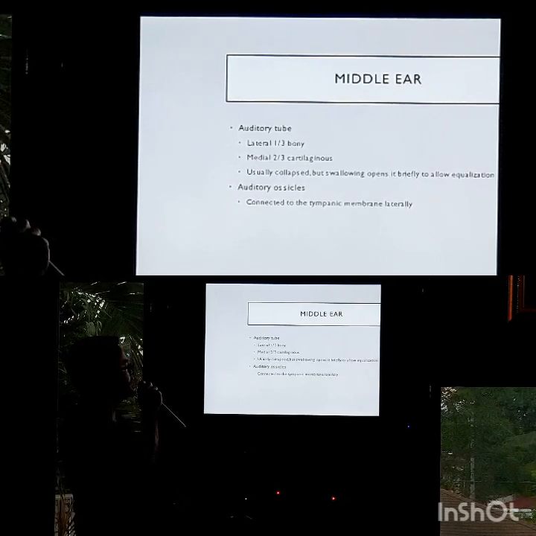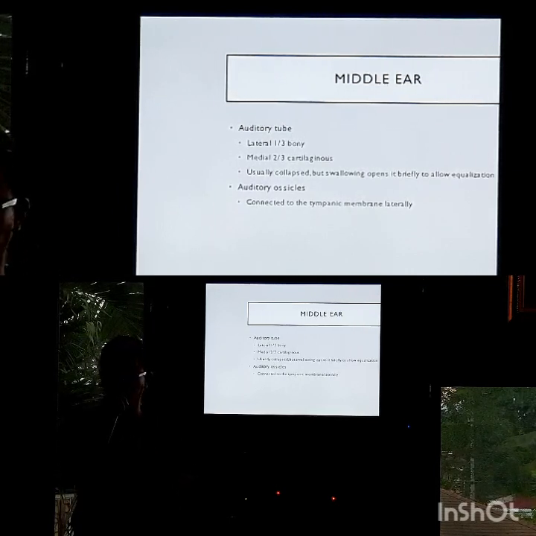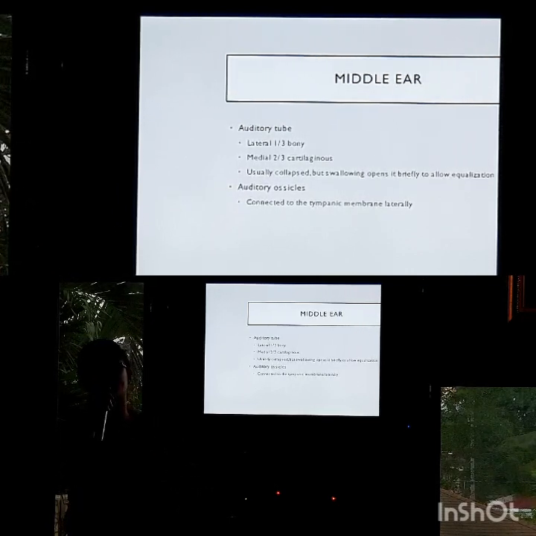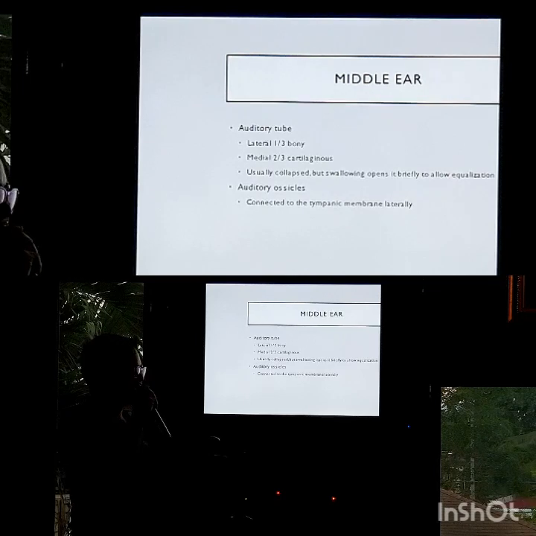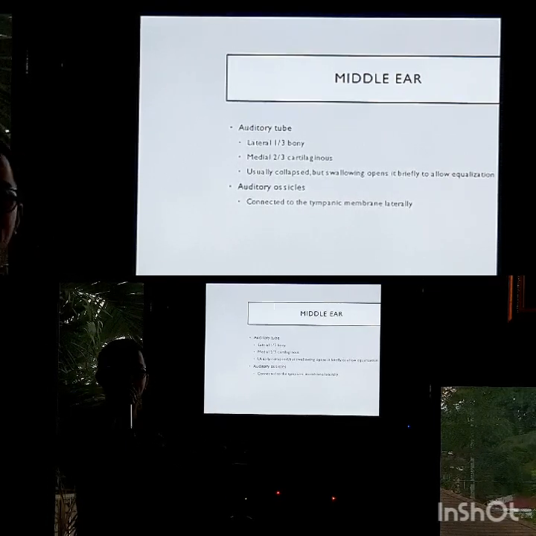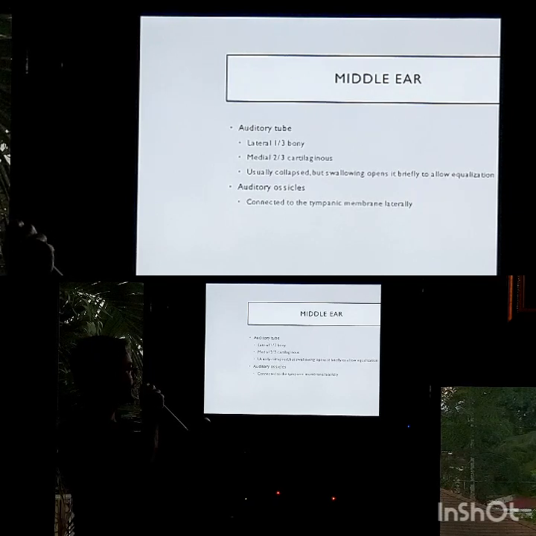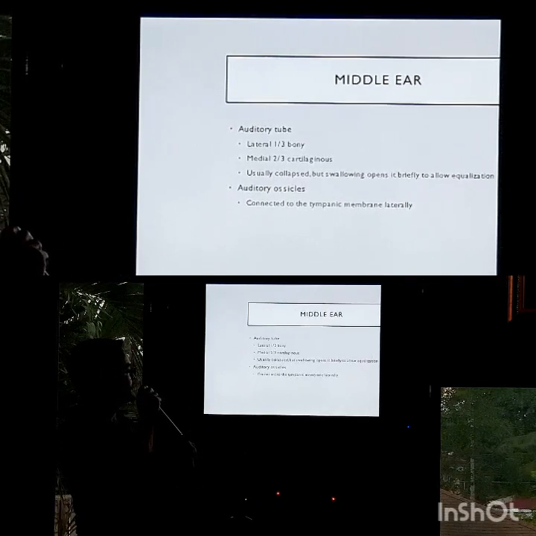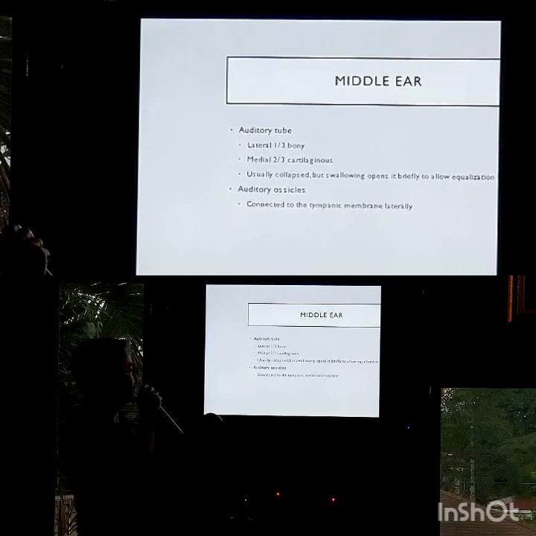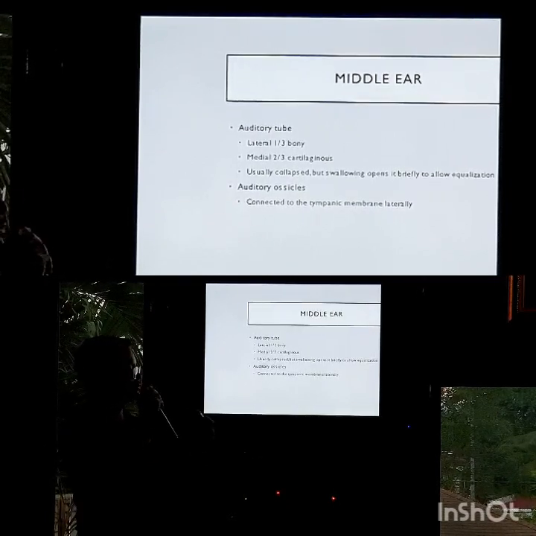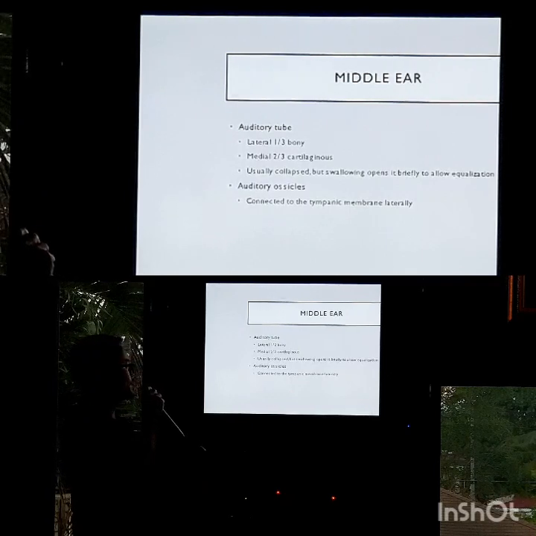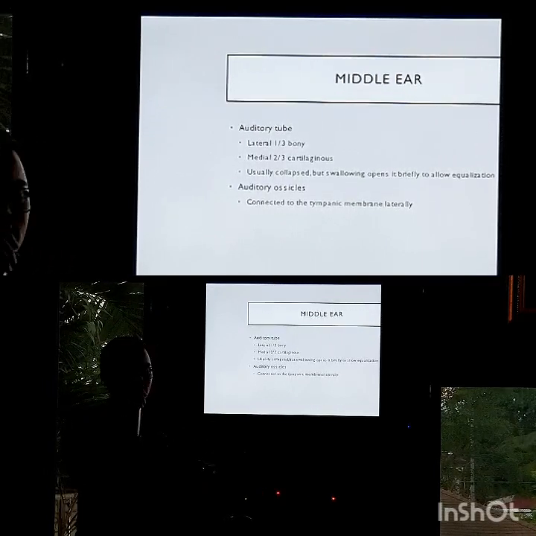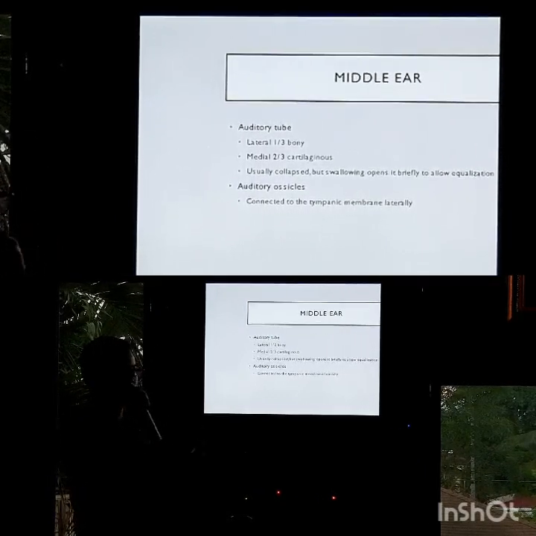Okay, so remember earlier we talked about the external auditory canal. The inner 2/3 is bony and the outer 1/3 is cartilaginous. For the auditory tube, it is the opposite of that. So laterally it is 1/3 bony and medially it is 2/3 cartilaginous. Why is this so? Because usually the auditory tube is a collapsed tube.